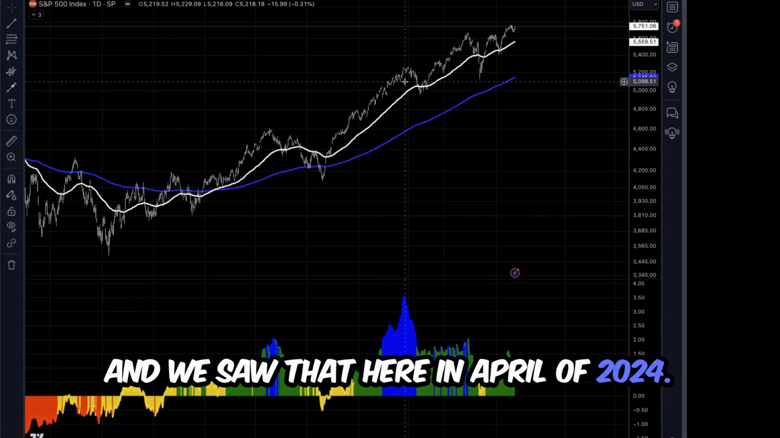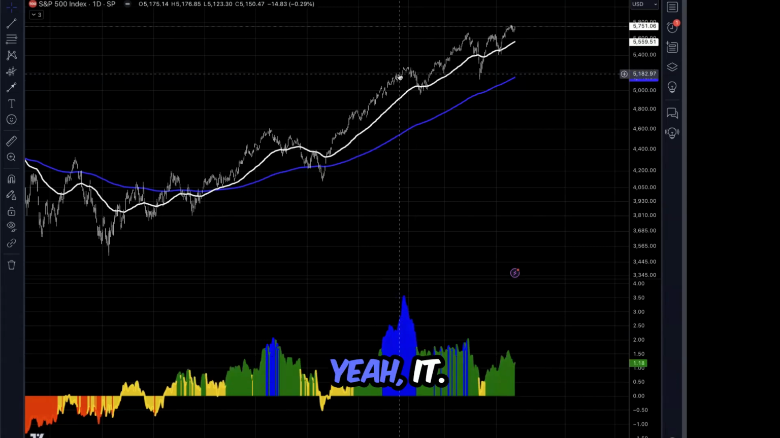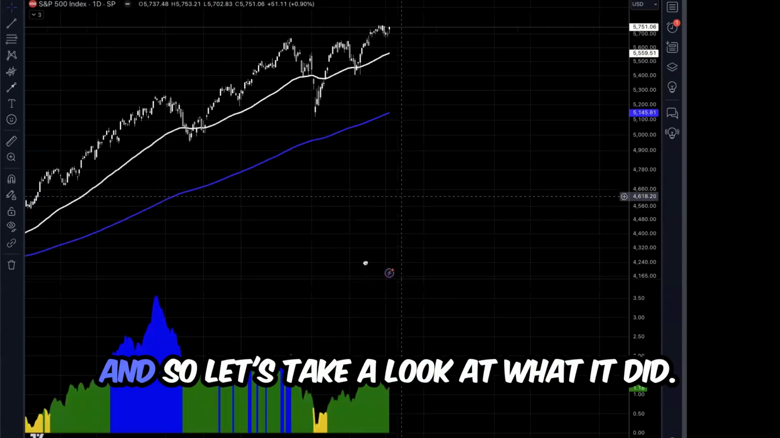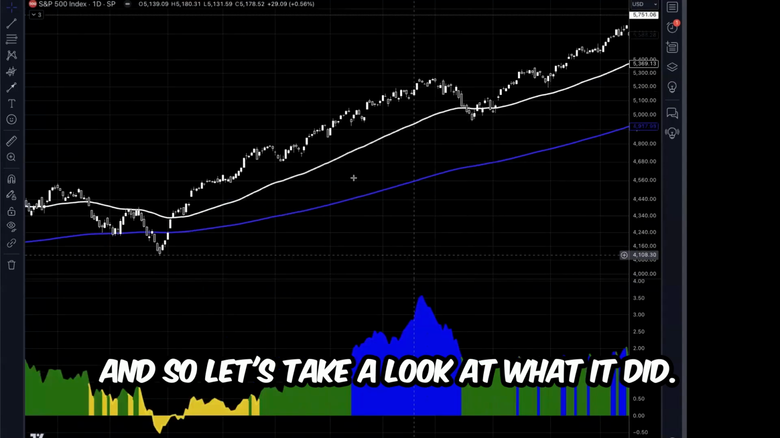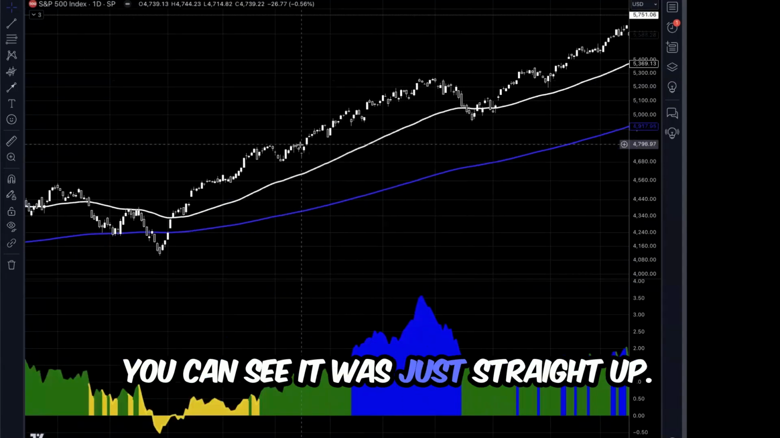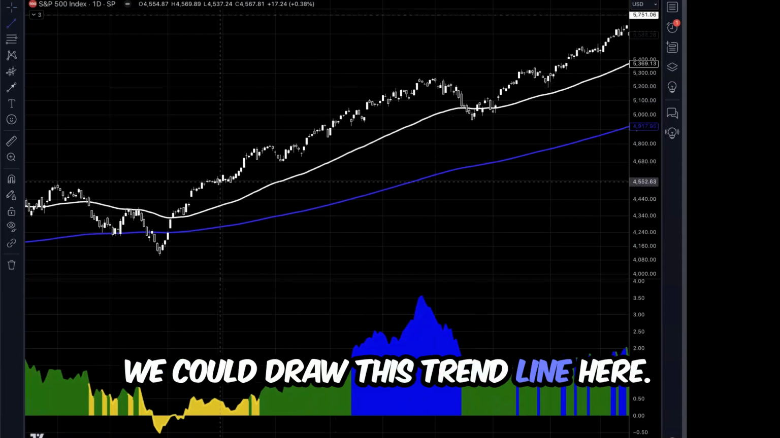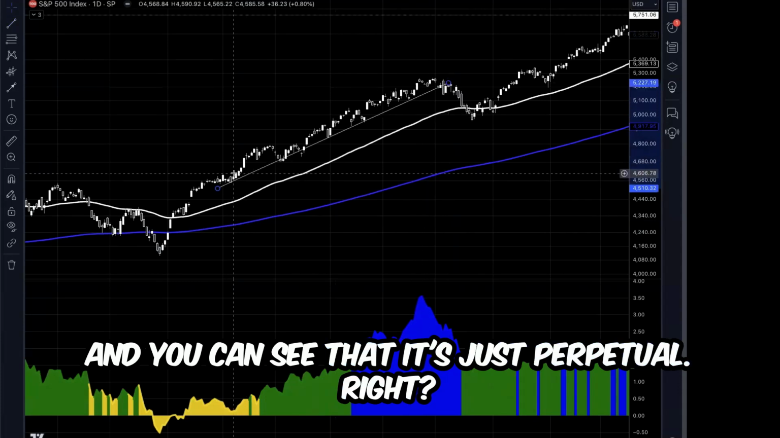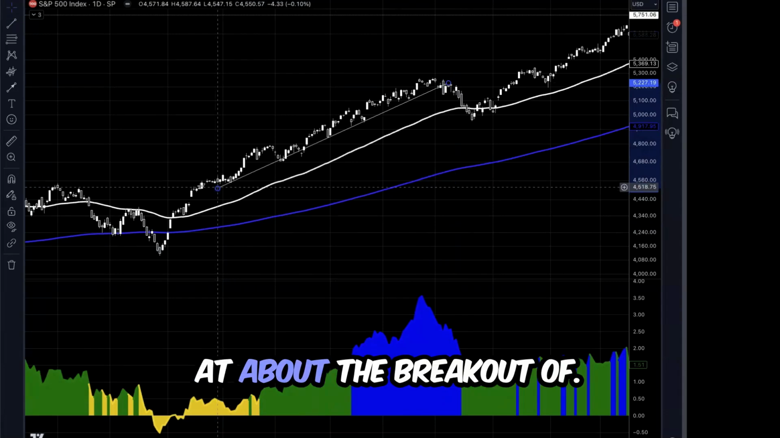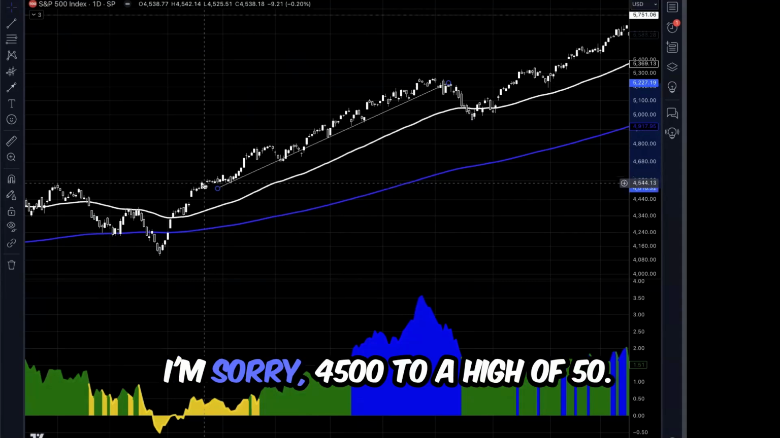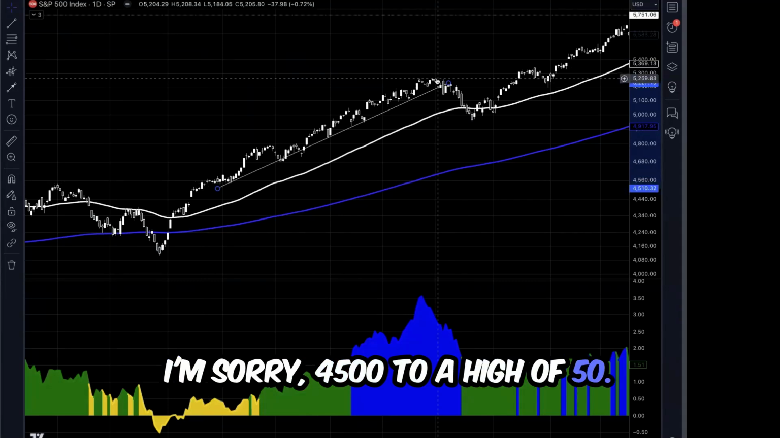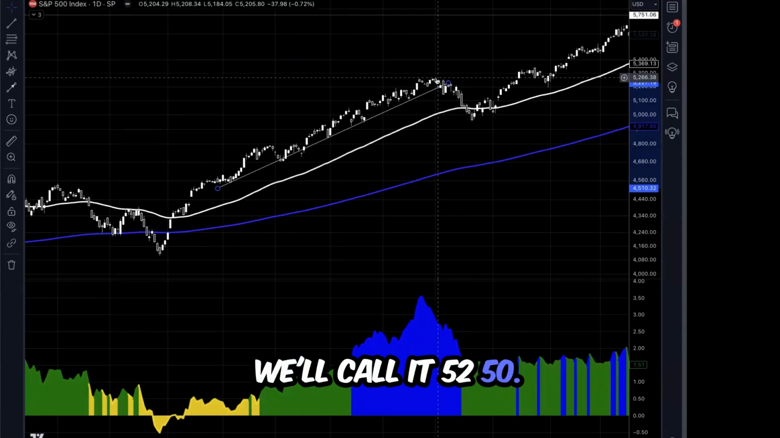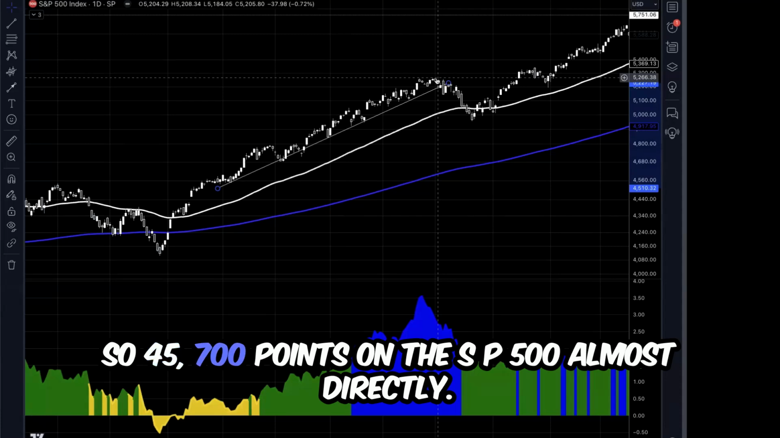And we saw that here in April of 2024. Okay, it was very frothy. Let's take a look at what it did. You can see it was just straight up. We could draw this trend line here, and you can see that it's just perpetual, right? That went from December at about the breakout of 4,500 to a high of, we'll call it, 5,250. So 700 points on the S&P 500, almost directly.